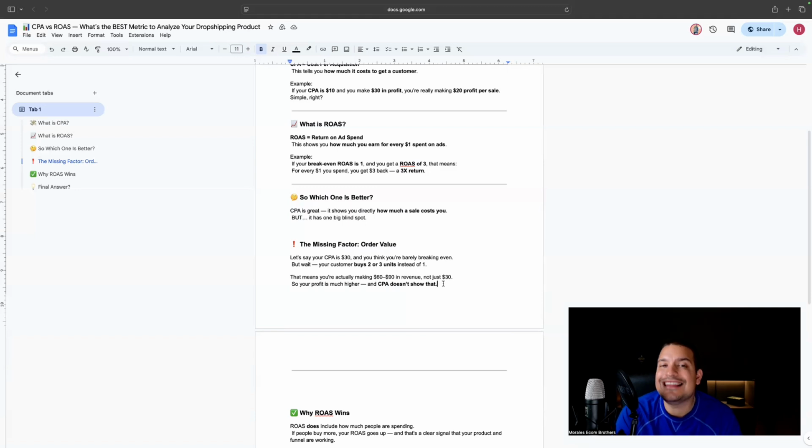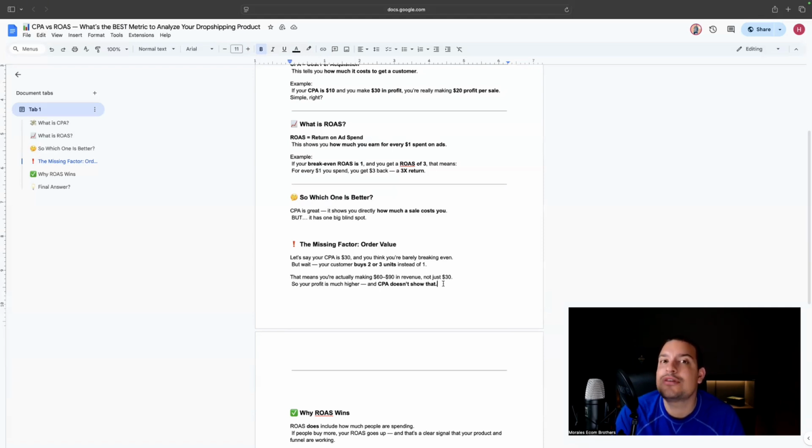But if I look at the unit level, like one-by-one purchases, then I'm basically breaking even. I'm like, okay, I'm not making money because I'm spending $30, but that's for 1 unit. And most people don't take that into consideration. They have a high CPA, but they're getting a lot of sales and people buying more than 1 unit.